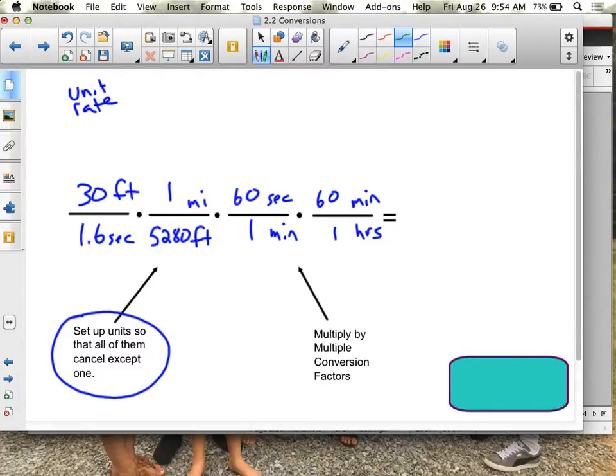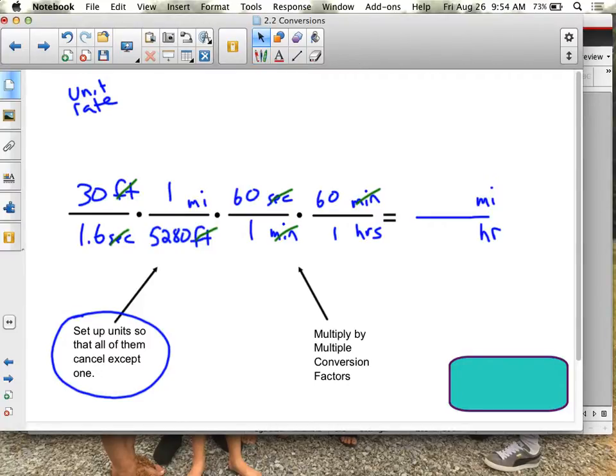So before we go multiplying, let's check out what cancels here. Feet cancel. Seconds cancel. Minutes cancel. Look at the units that we're left with. We have miles and we have hours. So in our answer, the units are going to be how many miles per hour.